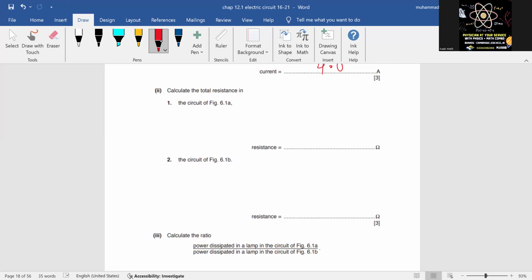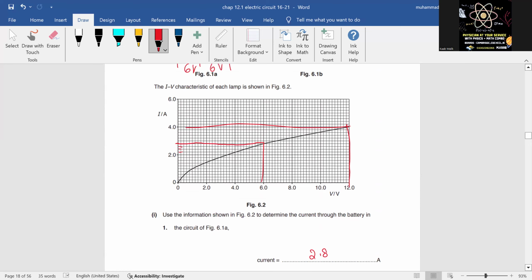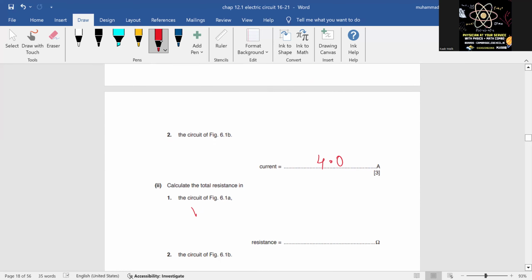Calculate the total resistance in the circuit of figure 6.1a. Fine. So you have the voltage, you have the current. So just use V equals IR. So the voltage is 6 and the current is 2.8, right? So you will get the resistance and just times it by 2 to get both of the resistances. Okay, so it will give you 4.285, so 4.3. Okay, let's move on.